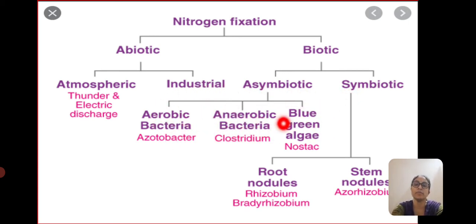Asymbiotic, if we name them: there are aerobic bacteria like Azotobacter, anaerobic bacteria like Clostridium, and also blue-green algae, Nostoc, Anabaena, etc. All these come under the asymbiotic nitrogen fixers. They can fix nitrogen without any symbiotic association.